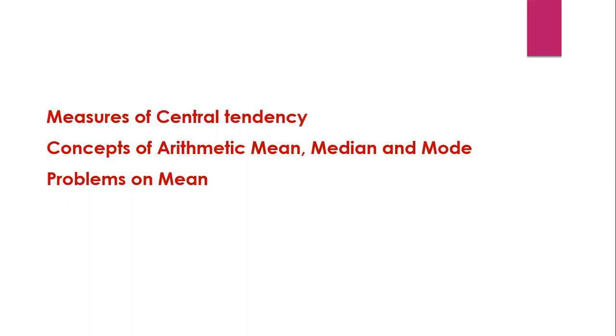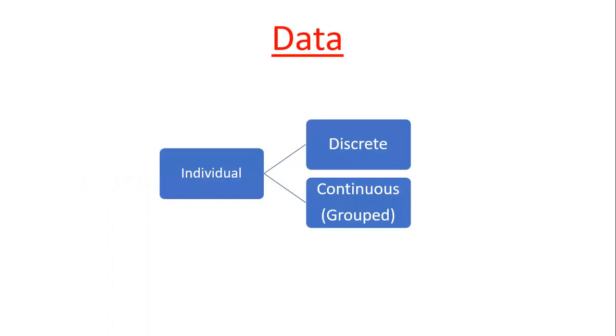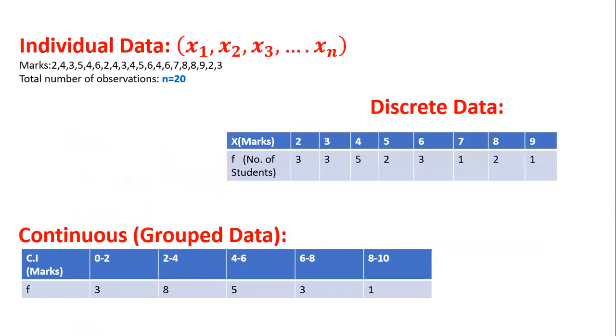For this purpose, we are dividing the data into two parts. One is discrete data, another one is continuous data. So individual data is discrete and continuous. Discrete will take only a finite number of values. Continuous will take continuous values. Now we'll see an example of the individual data.